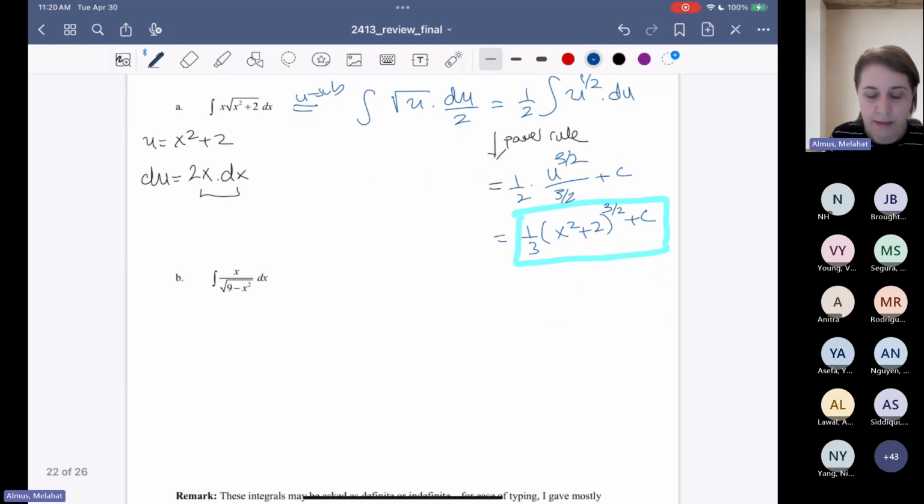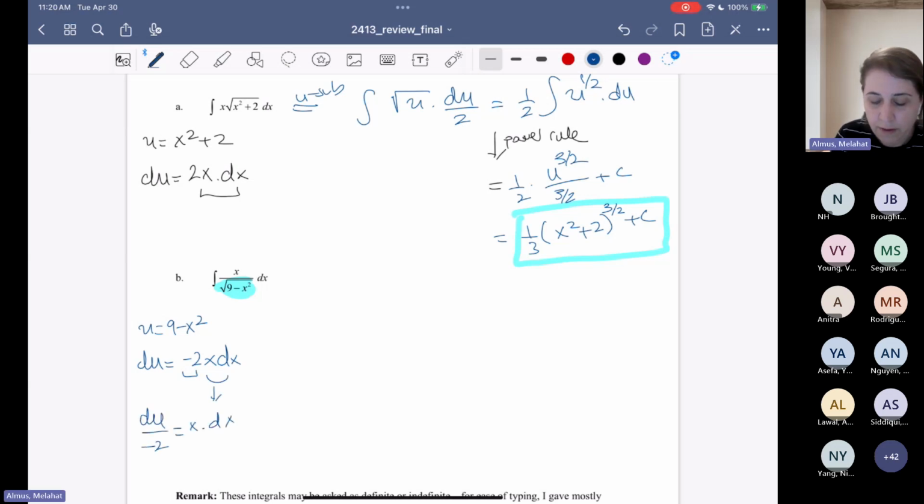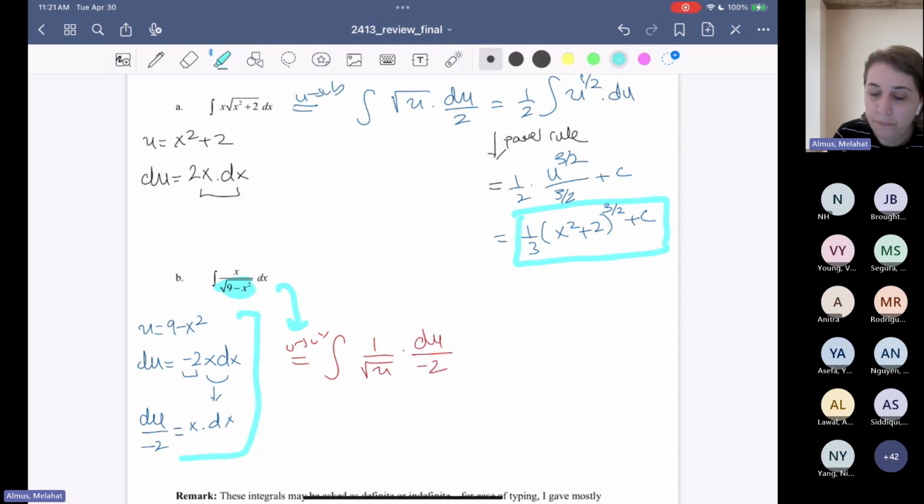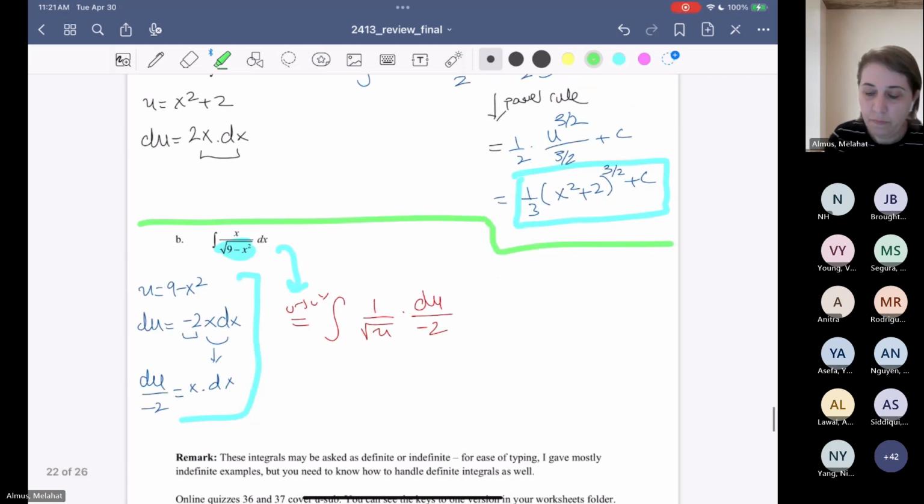Another one, x versus a square root of 9 minus x squared, but considering it's a square root problem, we go with u equals 9 minus x squared. It's the same drill, really. But this time, we need a -2, right? So let's apply u sub here. 1 over root u du over -2. Okay. And rewrite.